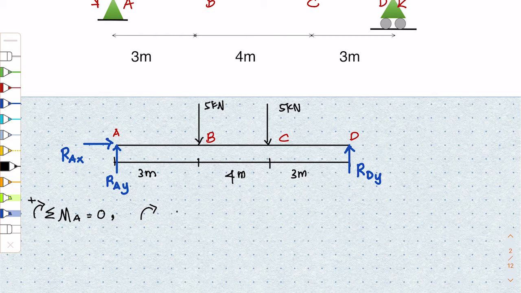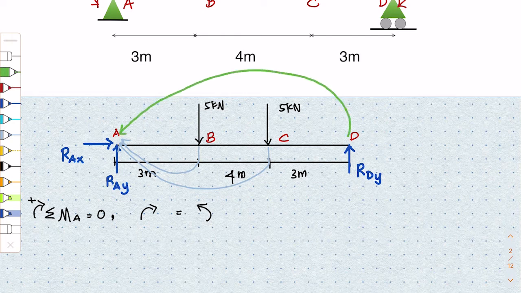So kita take moment dekat point A. Apa saja yang clockwise, the moment going clockwise is equal to the counterclockwise moment, which means in equilibrium. Okay, so kita nak tengok which one is clockwise. So clockwise, we take anything semua dekat A, the force going to be going to A. So 5 kilonewton going to A. Okay, 5 kilonewton here also. So ini obviously clockwise. And counterclockwise, kita nampak ada satu kat sini, which is the RDY. Right, so kita ambil yang clockwise dulu to put in our equation down here.